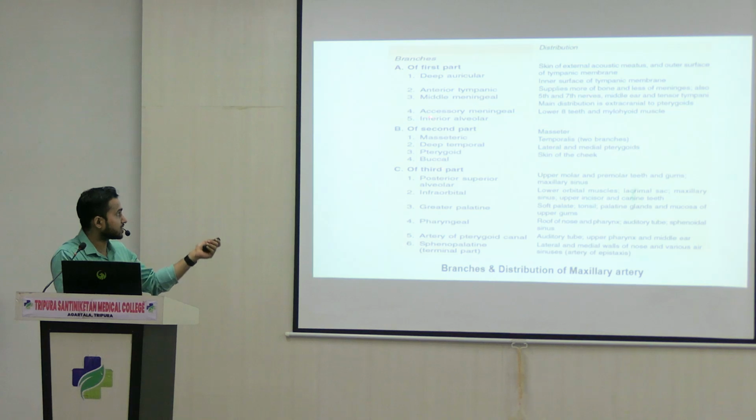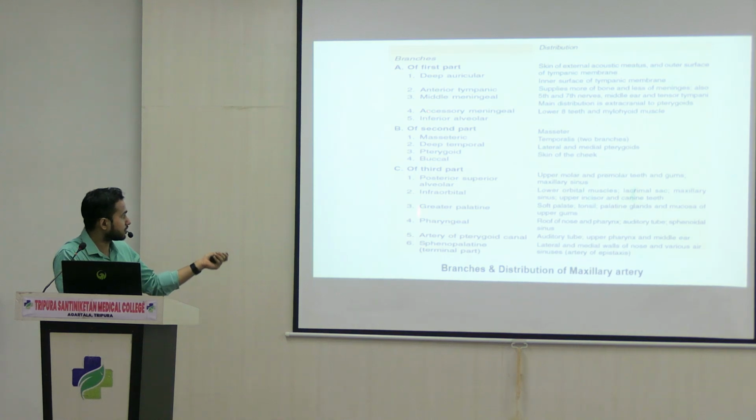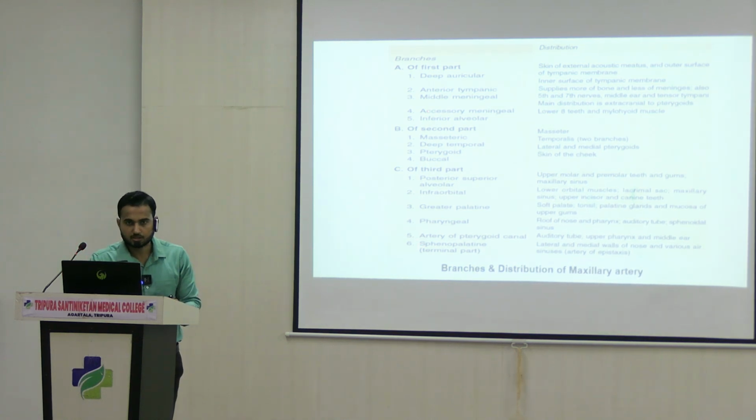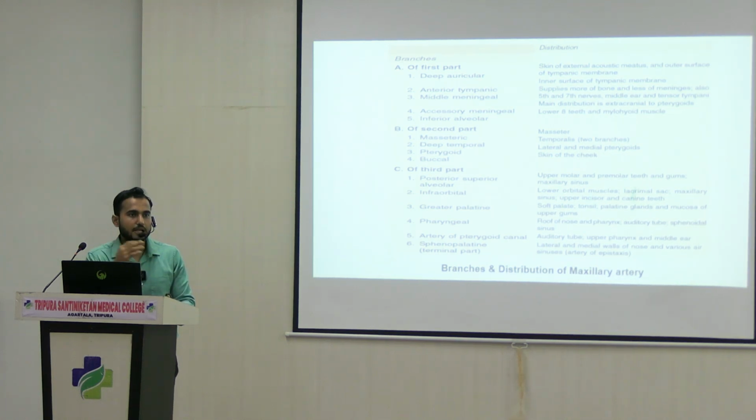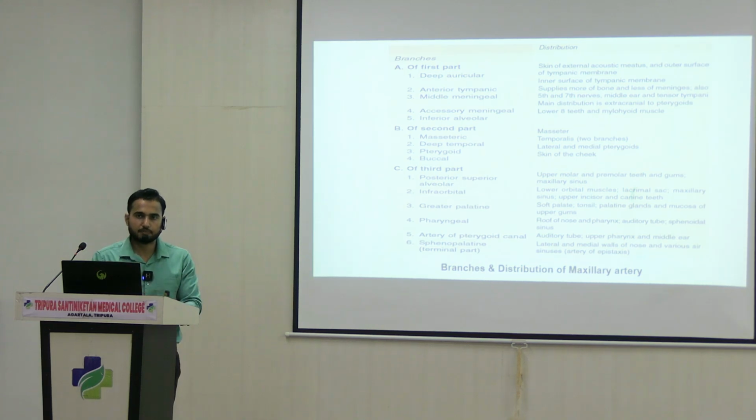Okay, first part, second part, third part, and all the parts they are having branches. Can you count how many branches are there? Total how many branches are there? 5 plus 4 plus 6, 15 branches. So as I said, 15 branches are there. Okay, now in exam also no one is going to ask you write all the branches of maxillary artery. Okay, not possible. Just you should have an idea, okay, that the maxillary artery is supplying this part, and maxillary artery is divided into three parts, okay, by the lower head of the lateral pterygoid muscle.